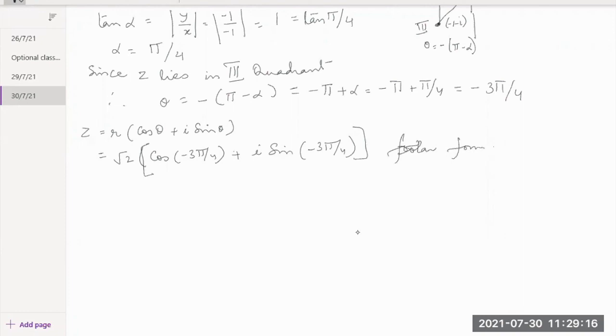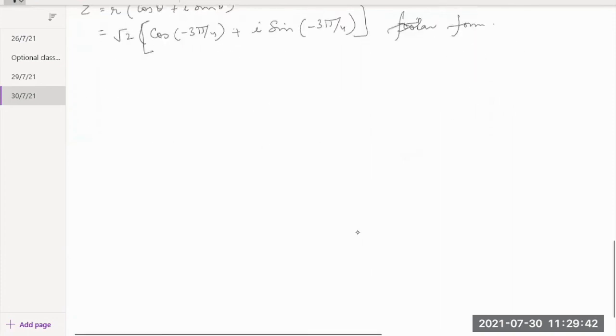Okay. So what is required? You need to read the values of x and y, decide the quadrant, calculate your alpha, and then with respect to the quadrant, correspondingly calculate the value of theta and substitute in your value of z, which is to be written as r cos theta plus i sin theta. Clear? Now, I'm taking up another example, a little bit more difficult than this. Let's see.